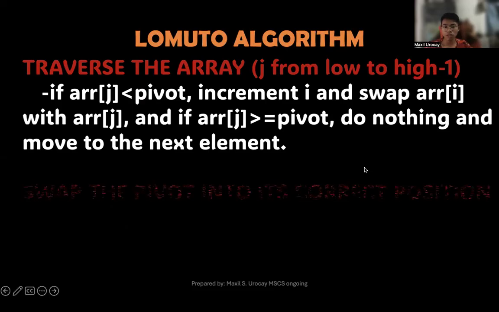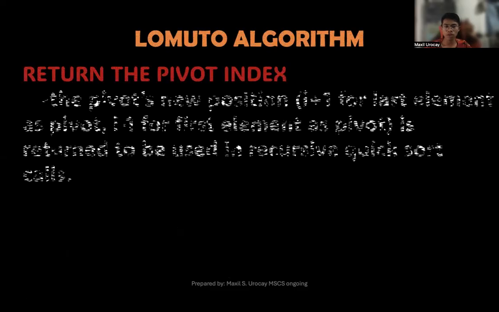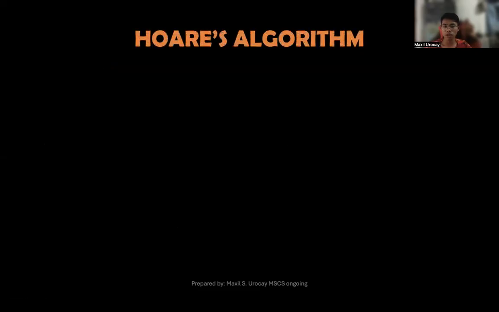Then afterwards, swap the pivot into its correct position. Swap array I plus 1 if you are using the last element, but if you are using the first element, swap with I only. So that the pivot is now correctly placed at I plus 1 for the last element pivot, but for the first element, swap with I only. That's what I mentioned. So return the pivot index, the pivot's new position: I plus 1 for last element as pivot, I for first element as pivot, to be used in recursive quicksort. You have to definitely continue the process.